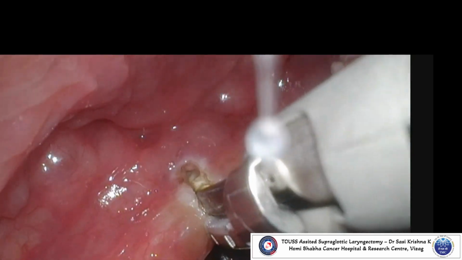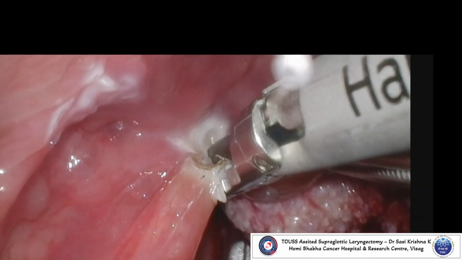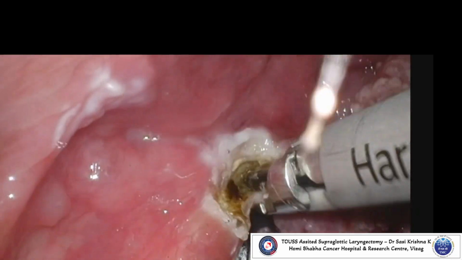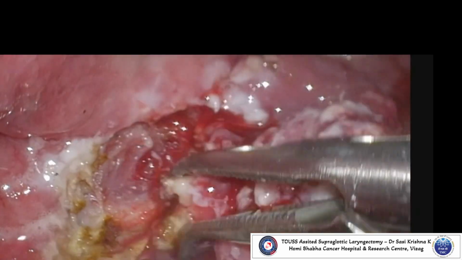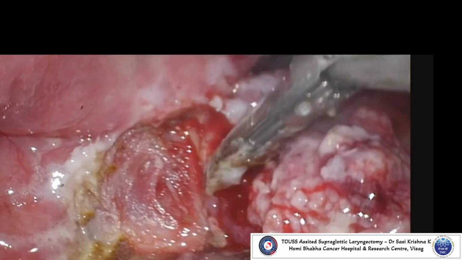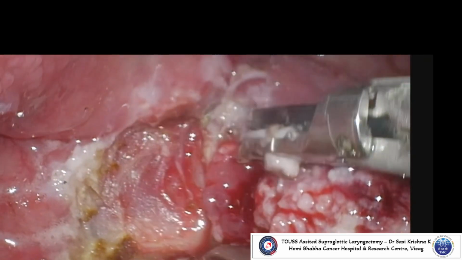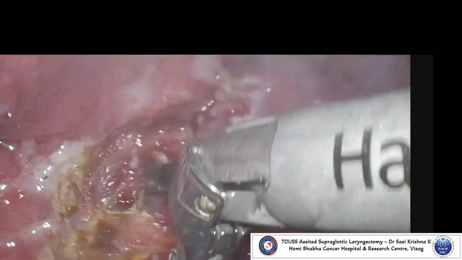Dissection commences with separation of epiglottis from left lateral pharyngeal wall. Left pharyngoepiglottic fold is incised with a margin of 5 mm away from the tumor. A branch of superior laryngeal artery is often encountered within the pharyngoepiglottic fold, which needs to be cauterized or clipped to devascularize the tumor and thus avoid troublesome bleeding.